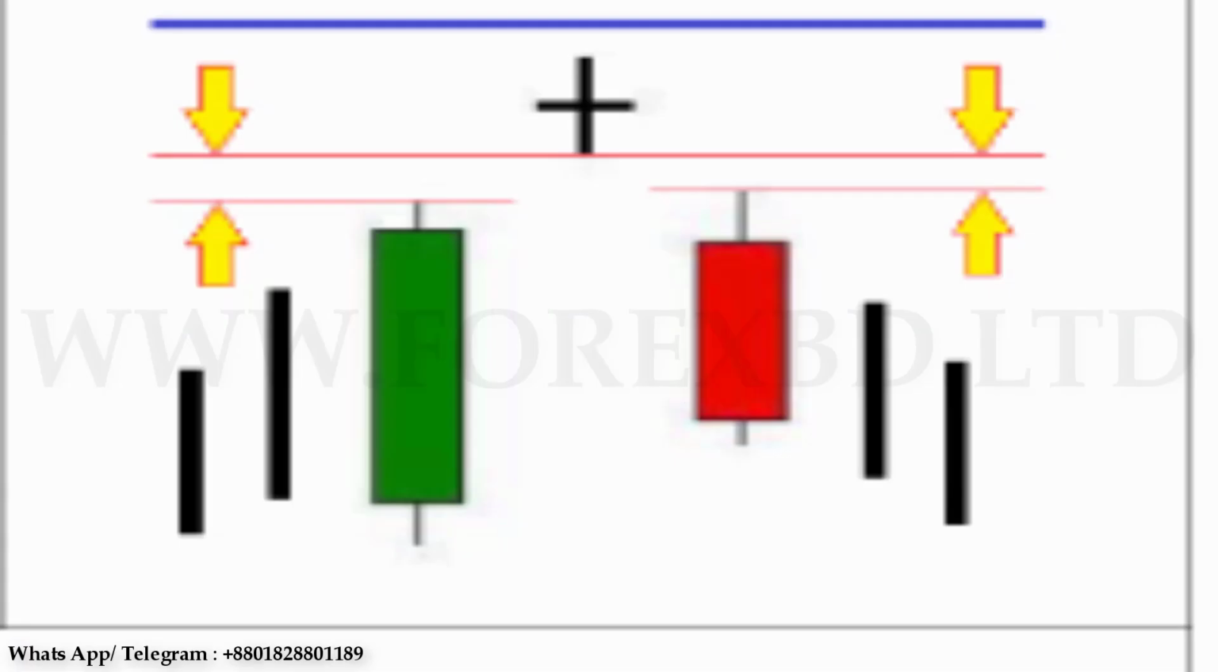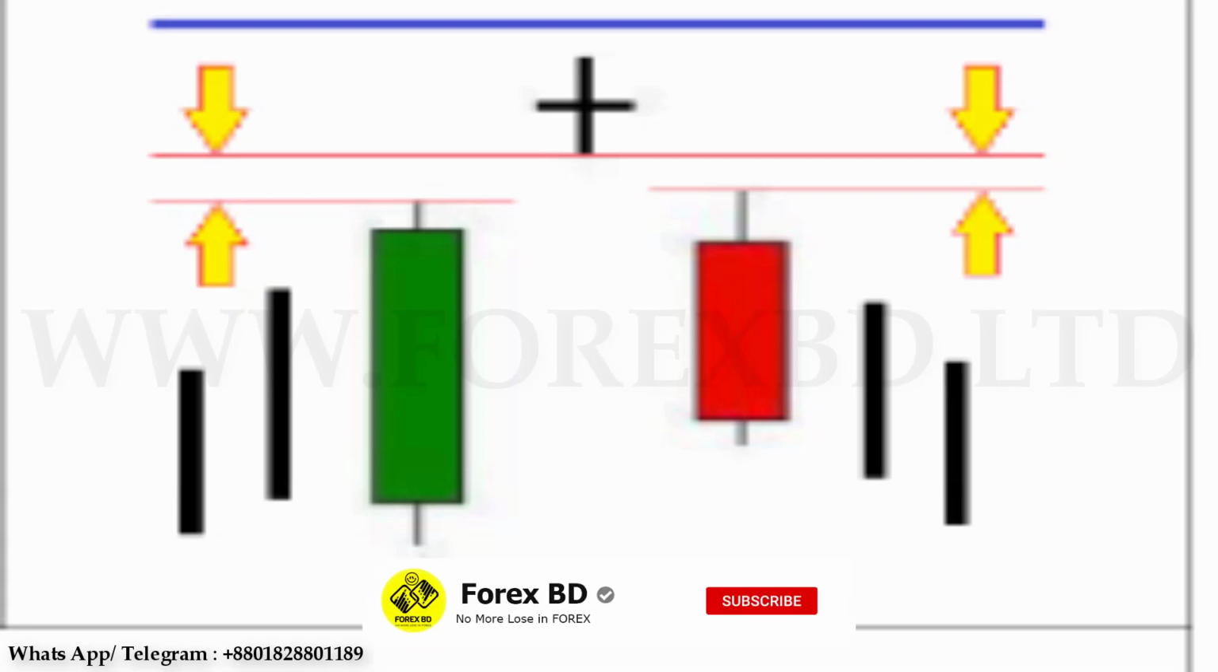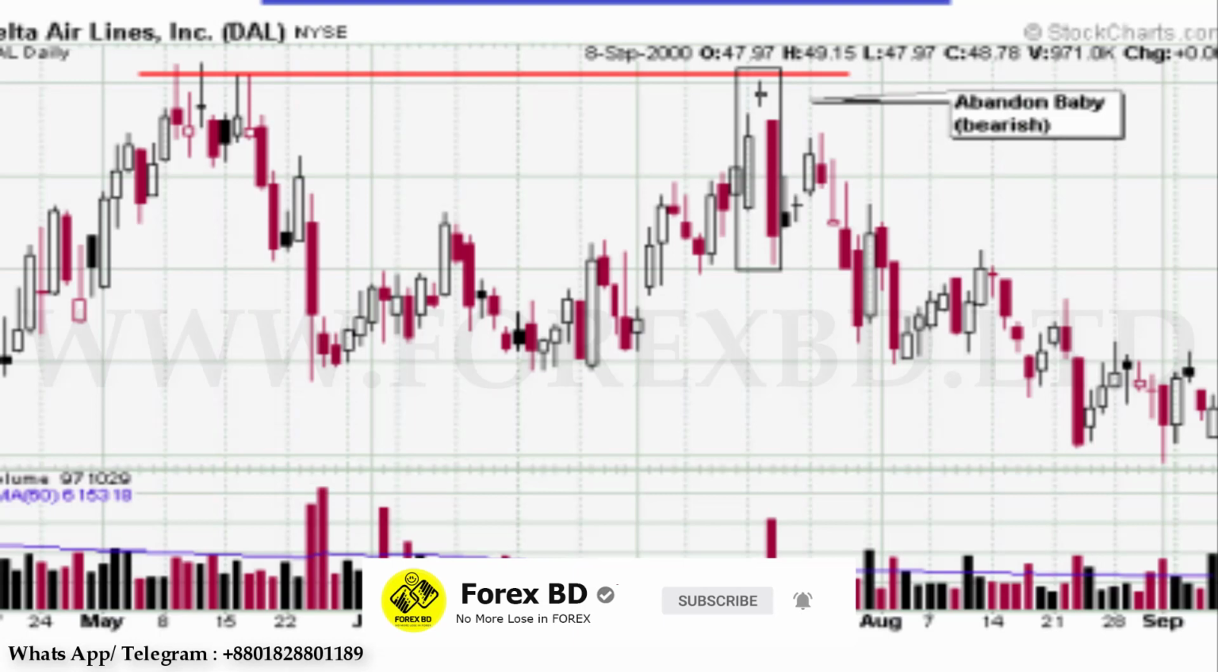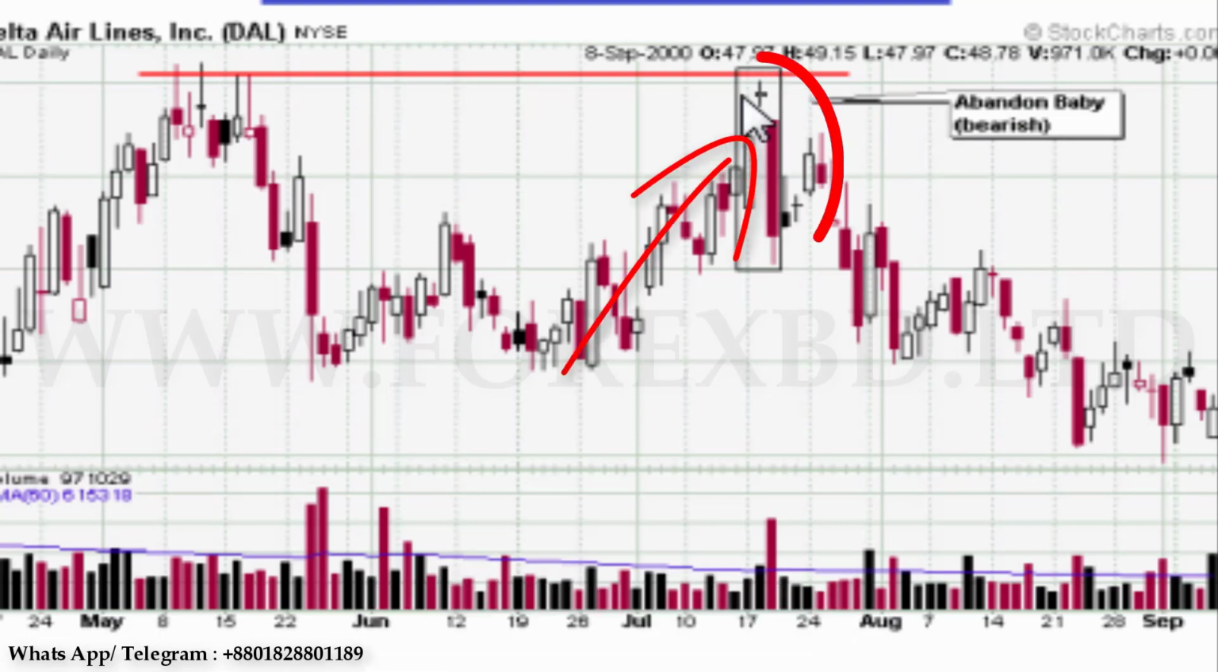Abandoned baby bearish. In an uptrend market, after a bullish candle, a gap is made above, and a doji is made. Again, a bearish candle is made below the gap. Then among these three candlesticks, the doji candlestick is called abandoned baby bearish. This doji provides the downtrend reversal signal of the market. However, one thing to keep in mind is that the shadows of these three candles should not overlap each other.